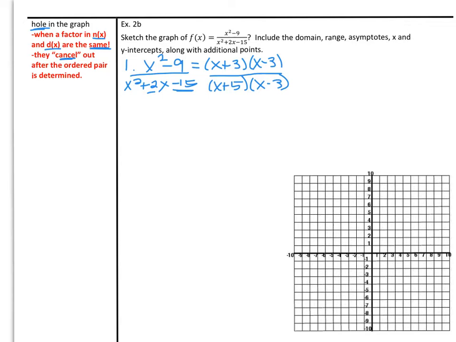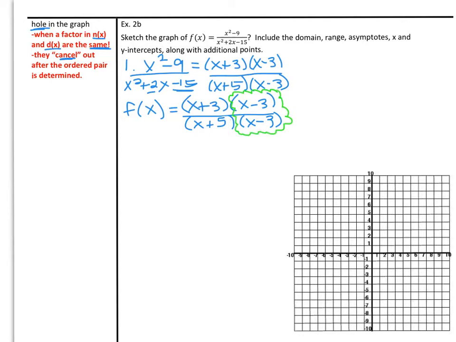That's factoring that polynomial. So f of x equals x plus 3 times x minus 3 all over x plus 5 times x minus 3. I'm just going to make that 5 a little bit easier to see. And you'll notice right away that there's an x minus 3 in the numerator and denominator. So I'm just going to put a bubble around that. This is going to indicate that we have a matching factor and a hole in our graph. Let's go to step 2, determining our domain and our range, and we'll see how that hole in the graph plays a part in this process.